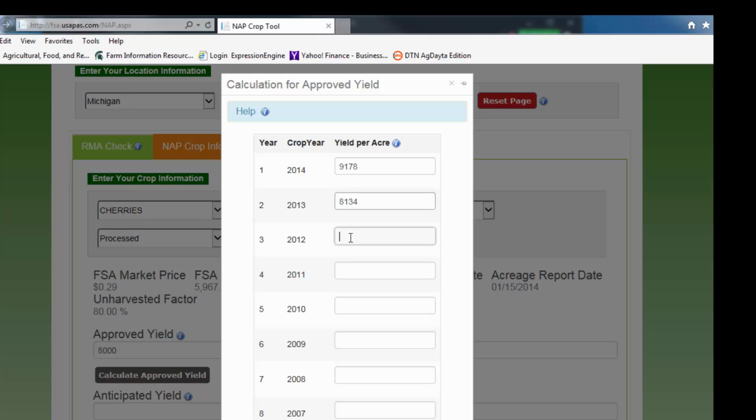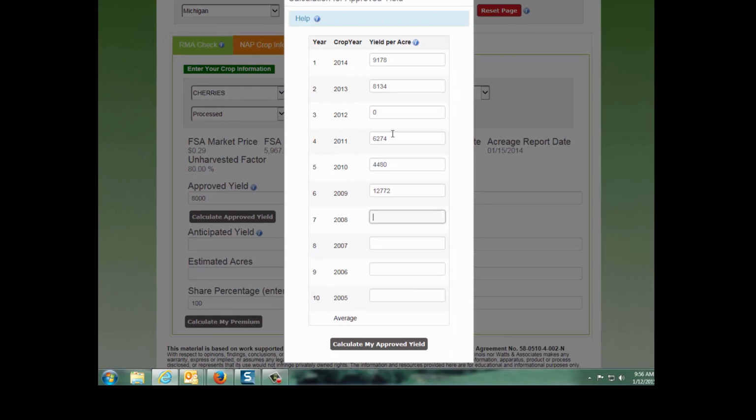8134. In 2012, this farm had 0, which many tart cherry growers did, if not like 98% crop failure; most people had zeros. If we look at 2011, we're at 6274. I'll use my tab key to go on down. 4480. As you see, these are a little bit more like the county, so your yields might be a little bit more variable, but given weather patterns here, this is a pretty good example.